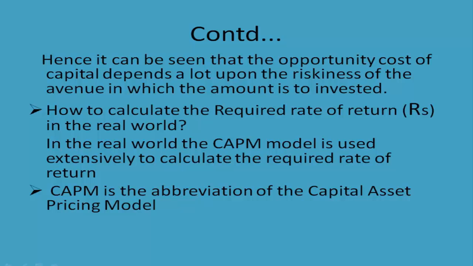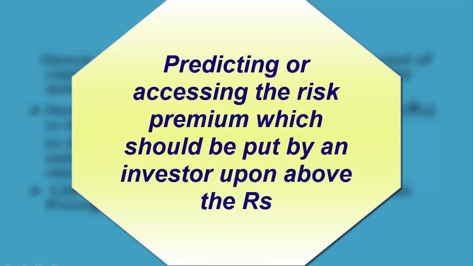So in the real world, the CAPM model, a statistical, worldwide famous model which is being extensively used by managers, is used to calculate the RS, or the required rate of return from a security. The CAPM model stands for the capital asset pricing model. The capital asset pricing model in effect highlights the required rate of return from a security as anticipated by an investor based upon the risk-free rate of return and the riskiness which is shown by RP, or the risk premium. So the CAPM model does a commendable job in assessing the risk premium which should be put by the investor over and above the RF.